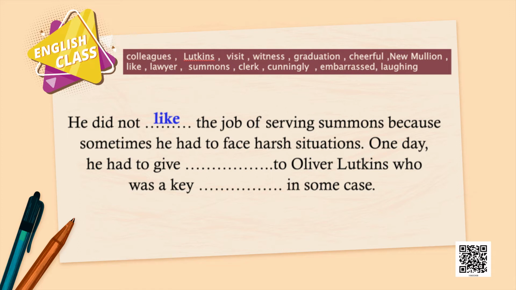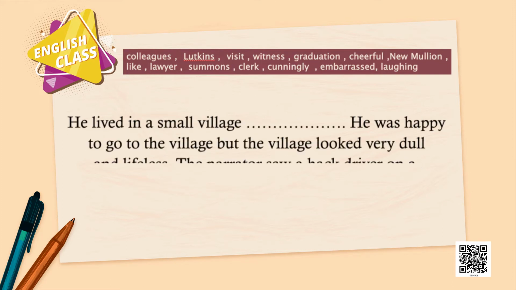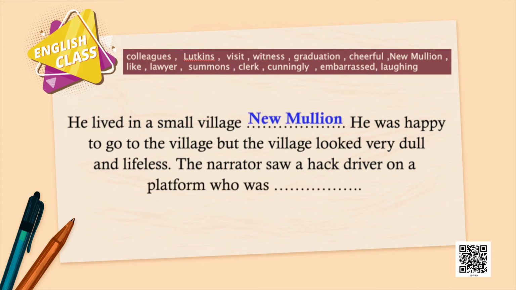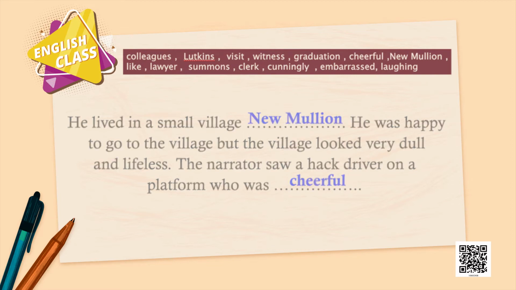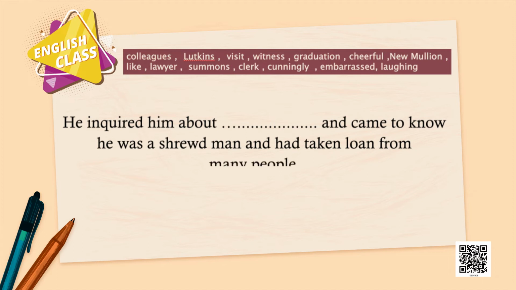One day he had to give summons to Oliver Lutkins, who was a key witness in some case. He lived in a small village, New Milan. He was happy to go to the village, but the village looked very dull and lifeless. The narrator saw a hack driver on the platform who was cheerful. He inquired of him about Oliver Lutkins.